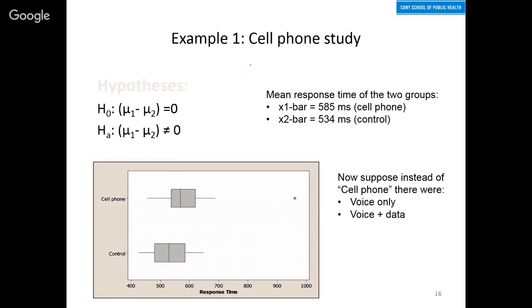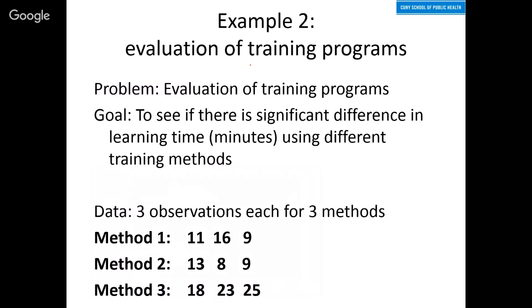That would be an example of a situation where you could use a one-way analysis of variance. It's no longer just two groups, there are three groups in here. Another example, evaluation of training programs, where we want to see if there's a significant difference in learning time in minutes using 3 different training methods. So again, it's not a 1 sample test, it's not a 2 sample test. There are 3 or more different means that we are comparing.